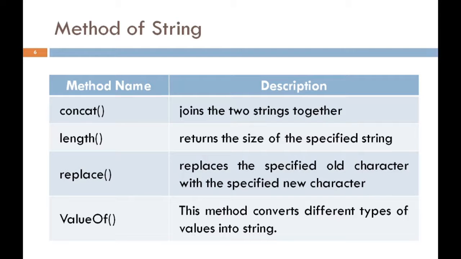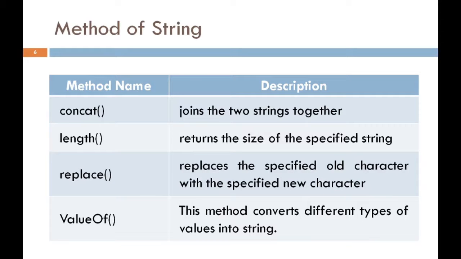Another method of string is valueOf. This method converts different types of values into a string. Using this method, you can convert integer to string, long to string, boolean to string, character to string, float to string, double to string, object to string, and character array to string. In short, for converting any type to string type, we use the valueOf method.